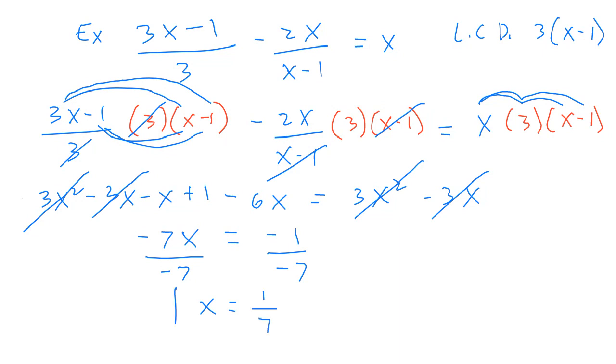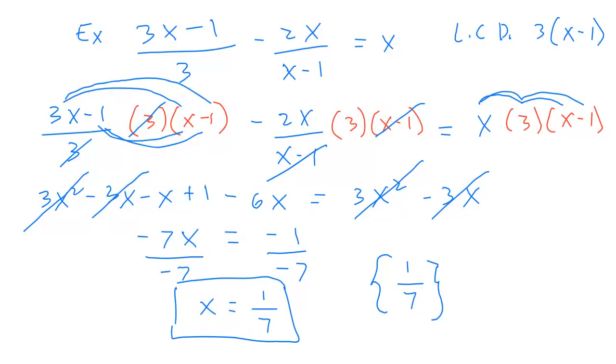And I have to check if that is undefined. Look at the top. I have x minus 1 on the second rational expression. So when I plug that in, still defined. So that would mean that would be the answer. So always check your answer if that is defined or not. You can plug that in and it becomes undefined. So that's the answer. 1 over 7.